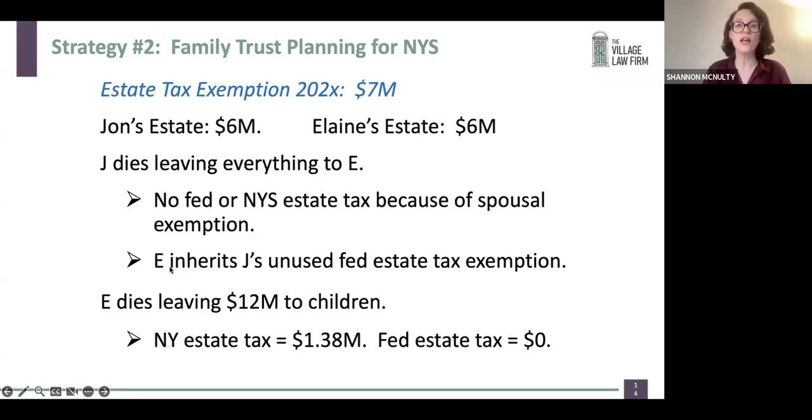So now Elaine also can inherit John's unused federal estate tax exemption. So for federal estate taxes, Elaine now has $12 million of exemption. So when she passes away, she has the $12 million, her estate plus John's estate. For federal estate tax, there's no estate tax because she can use hers and John's estate tax exemption. But there is a New York estate tax. So this is one example where we have a big New York estate tax, but no federal estate tax. And that can be pretty substantial. We have $1.38 million in estate taxes here.